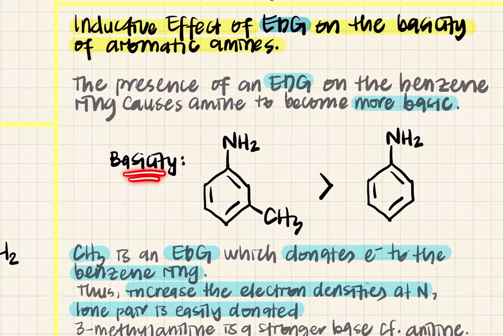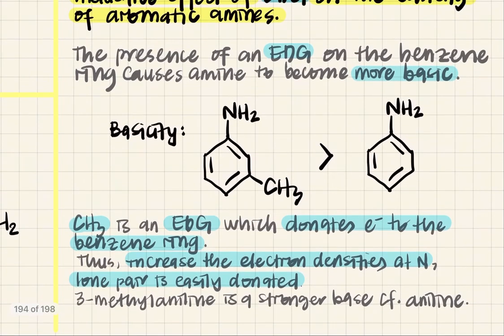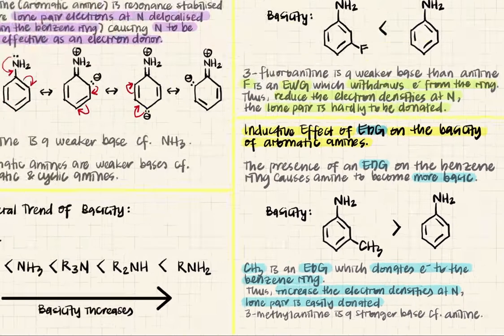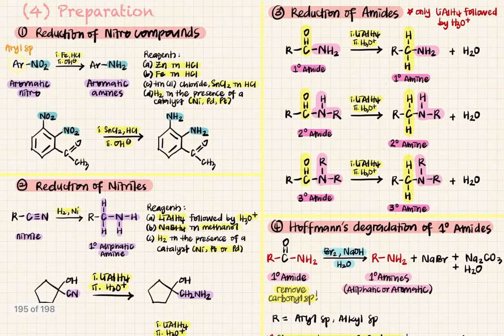So here kita boleh nampak yang basicity of aniline with an electron donating group, it is more basic than the normal aniline without any electron donating group. Okay. So 3-methyl aniline ni is a stronger base lah compared to aniline. Alright, so that's basicity.